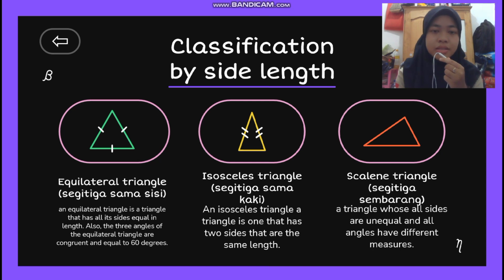The next is isosceles triangle, which means segitiga sama kaki. An isosceles triangle is one that has two sides that are the same length. The next is scalene triangle, which means segitiga sembarang. A triangle whose all sides are unequal and all angles have different measures.